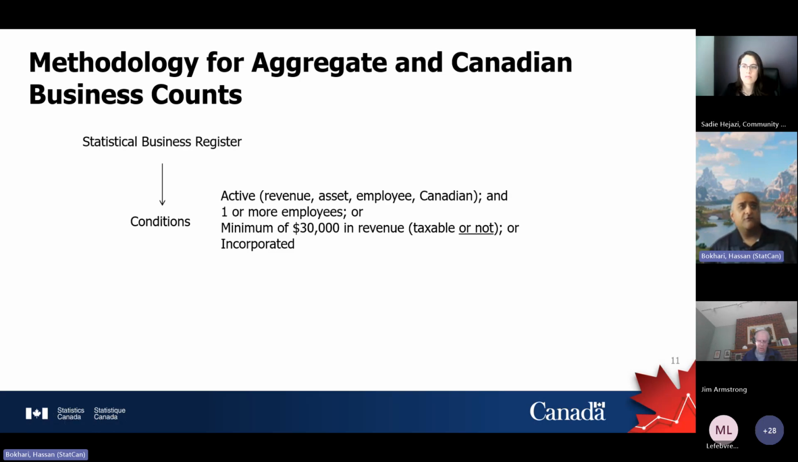In order to qualify for the Canadian business counts and also to be a part of the aggregates, you have to be an active business: revenue, asset, employer, and you have to be Canadian. And you have one or more employees. In this context, a sole proprietor would be one employee, if that's what you have. Very important to understand because that definition changes when we talk about employee size range.